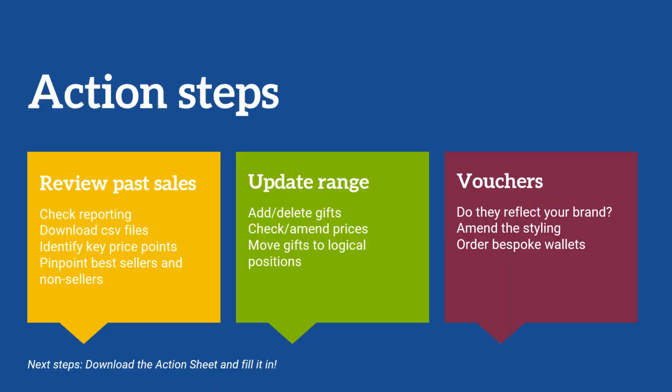So, to summarise, review past sales by checking reporting and then download a CSV file to identify key price points, and then you can pinpoint your best sellers and your non-sellers. After that, update your range by adding and deleting gifts as necessary, checking and amending prices if needs be, and then move the gifts to logical positions. Finally, take a quick look at your vouchers.